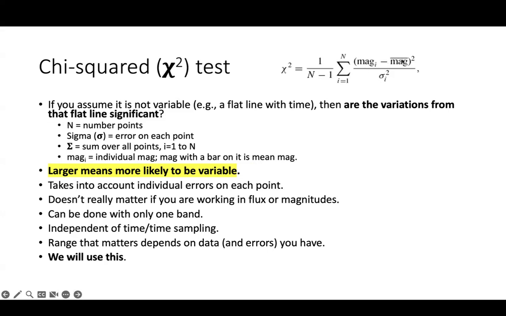And even though I've written here magnitude, it does not matter if you are working in flux or magnitudes, you can still calculate this. And you can do this if all you have is one band observations of your target. This is independent of time. It is independent of your time sampling. And what range matters, in other words, what your threshold is for is this variable, is this not variable, depends entirely on your data set and what size of errors you have. I use this a lot.